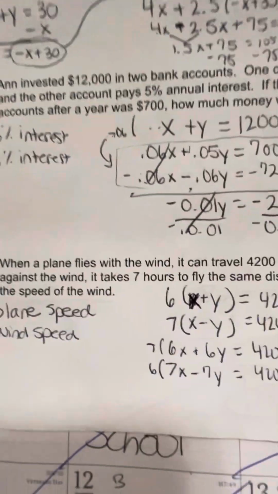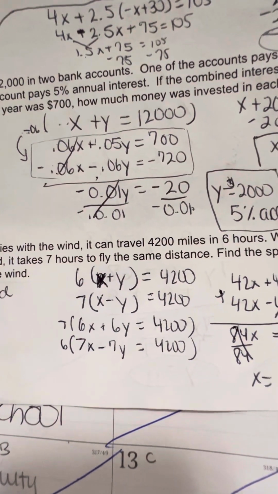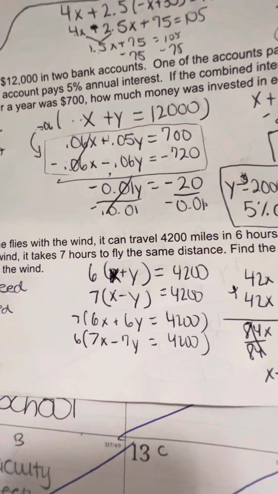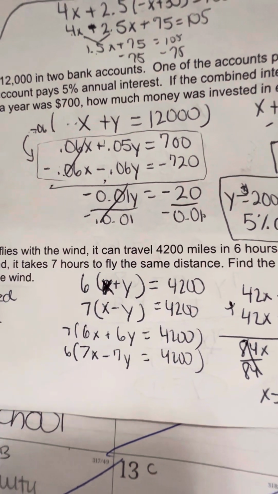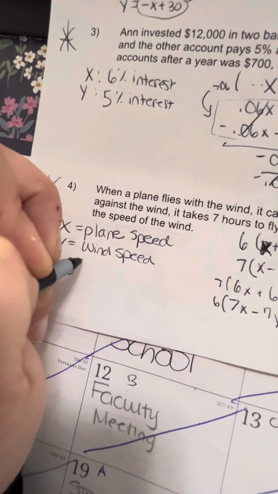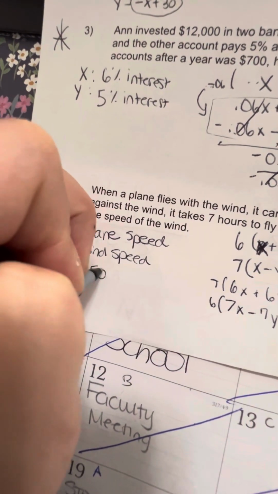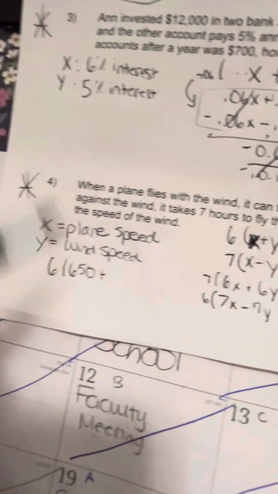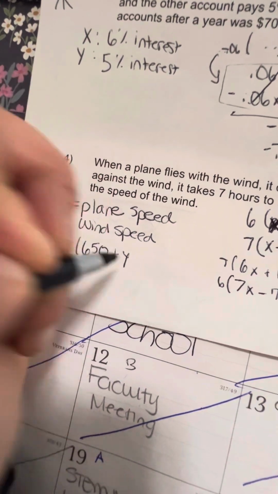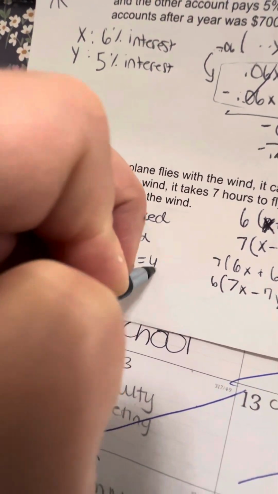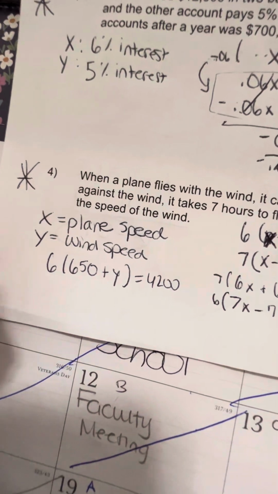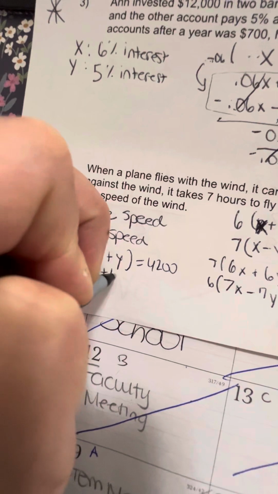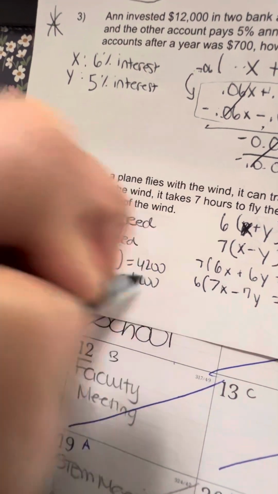And then I can go back into either of the original equations and solve for my variable of y. So I'm just going to do the first one. So 6 times 650 plus y, which we don't know, is equal to 4,200. And so we're going to do 6 times 650, which is 3,900, plus 6y is equal to 4,200.